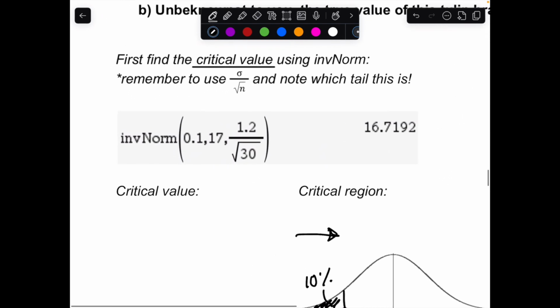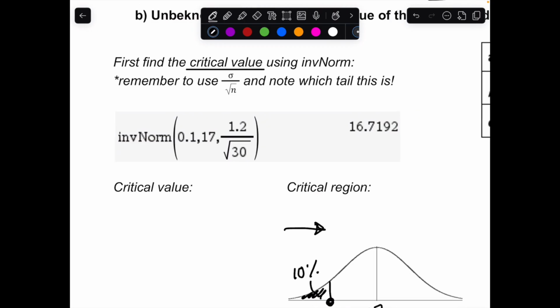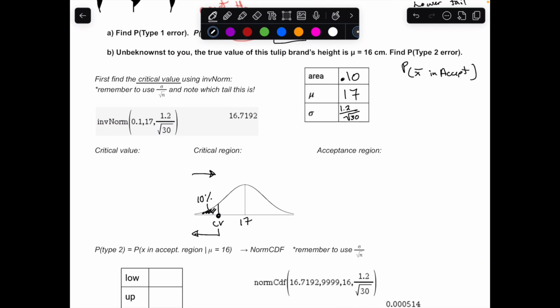This is what it will look like in your calculator, and I'll show you how to do that in a moment. But the critical value ends up coming out to being x equals 16.7 centimeters approximately, which means your critical region is x is less than 16.7 centimeters. That's your critical region for a lower tail. That means the acceptance region is x greater than or equal to 16.7 centimeters.